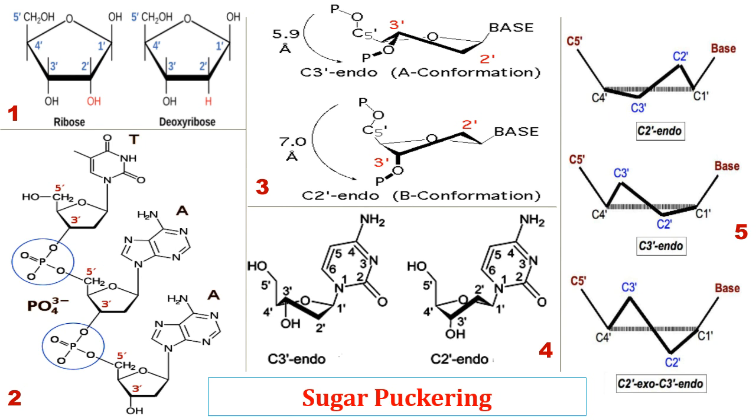Here in image 5, along with C2' and C3' endo sugar puckering, C2' exo and C3' endo sugar puckering is also evident, where C3' has moved upside and C2' has moved downside of the sugar plane.